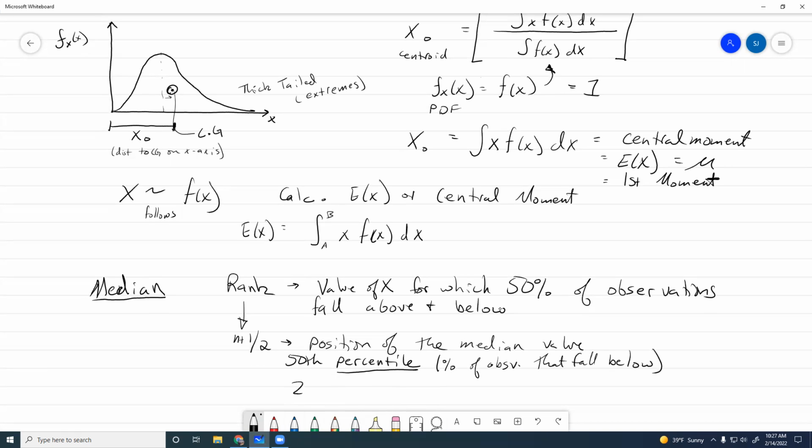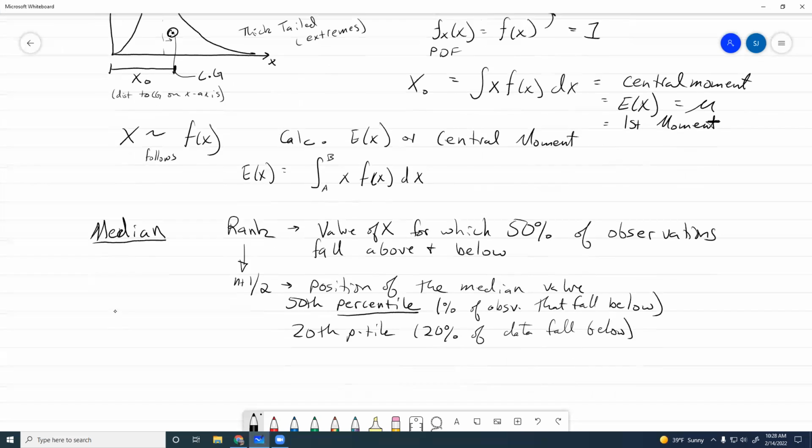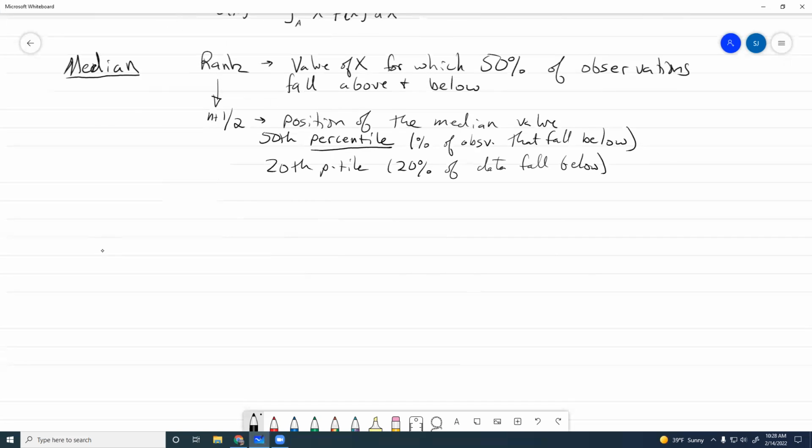So the 20th percentile, which I write as p-tile, would be 20% of data fall below. 90th percentile, bigger value, right? Because 90% of the data fall below. You probably took standardized tests in high school and middle school, and they gave you your percentile, which I think is kind of messed up for kids, but whatever.